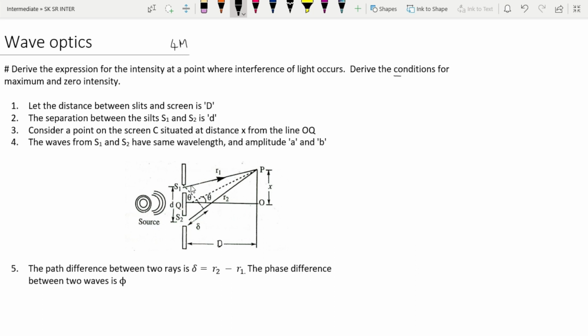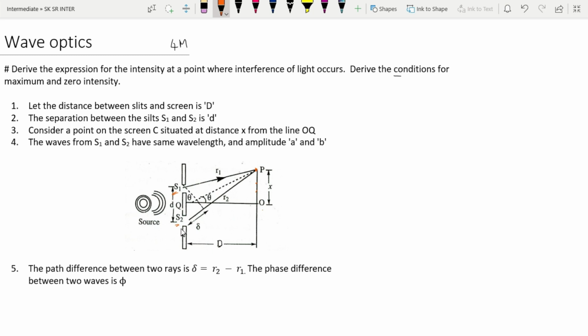Let us consider two slits. This is slit 1, this is slit 2, this is O, and this is the screen. This is the source of light, which is a monochromatic source. Whenever the light enters these two slits, the waves interfere with each other and form a fringe at point P. It forms at different positions, but we consider P here.